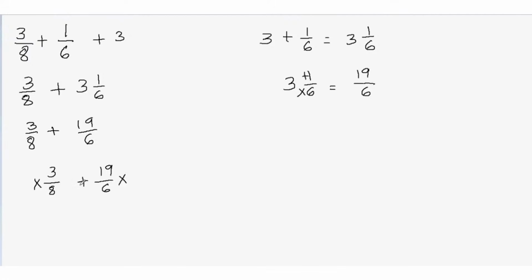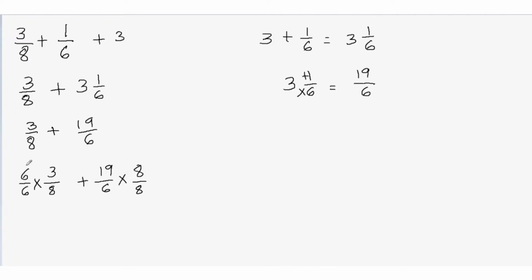So what I'm going to do is I'll multiply each fraction with the other fraction's denominator. Now, I'm going to multiply this fraction with this fraction's denominator. So here the denominator is 6. I'm going to multiply 3/8 with 6/6. And then I'm going to multiply 19/6 with the other fraction's denominator. Now, the other fraction's denominator is 8. So I'm going to multiply 19/6 with 8/8. So what we did is we multiplied each fraction with the other fraction's denominator to get the same denominators.